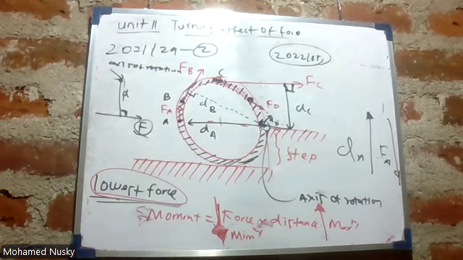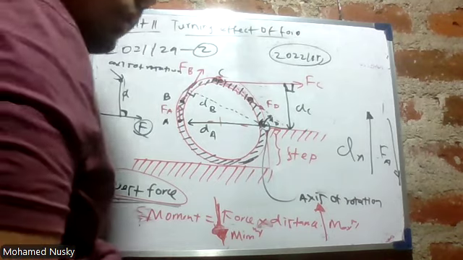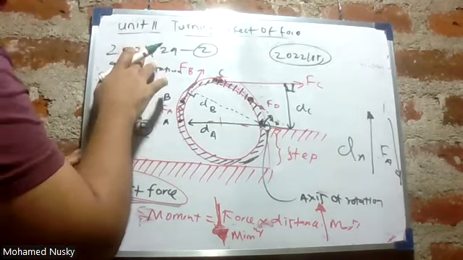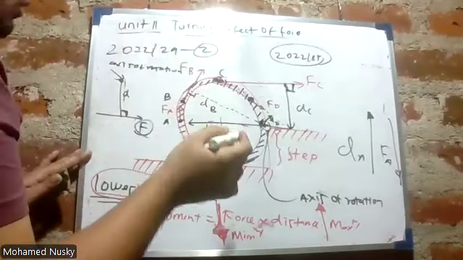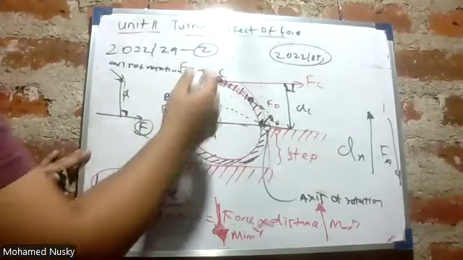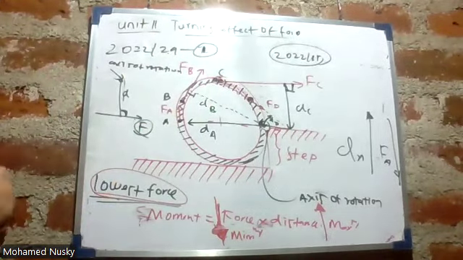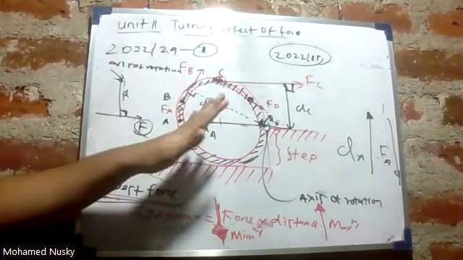Answer A means what's the choice? First one. 2022, 29th question. Answer number 1. I have given you a detailed explanation.